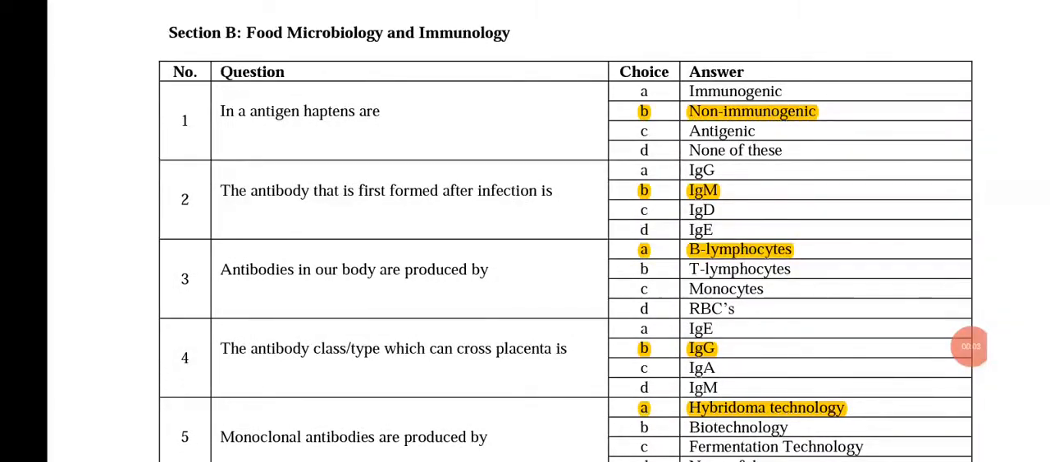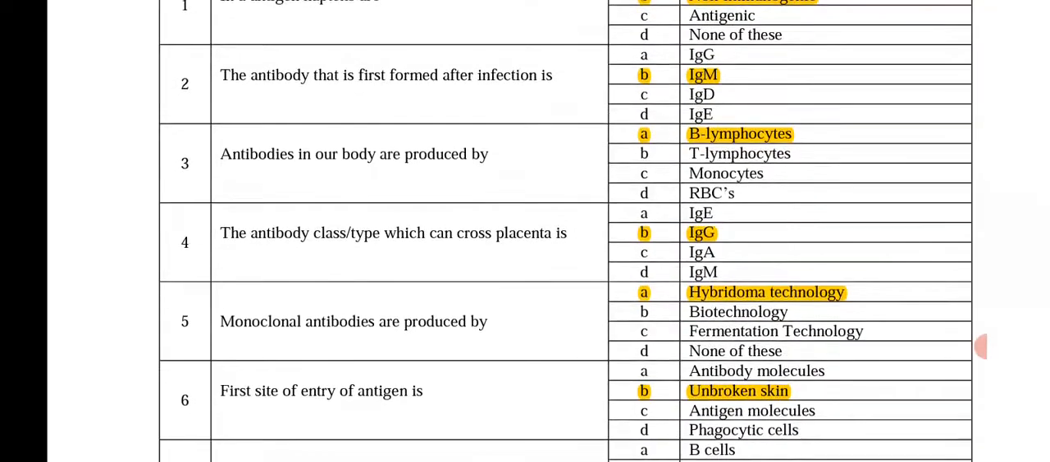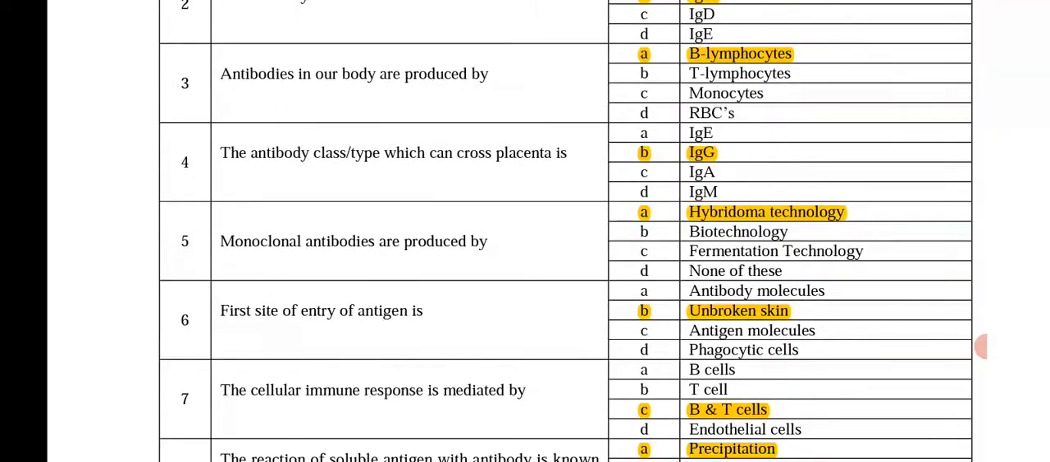Section B for microbiology and immunology. In an antigen, haptens are non-immunogenic. The antibody that is first formed after infection is immunoglobulin M. Antibodies in our body are produced by B lymphocytes. The antibody class which can cross the placenta is immunoglobulin G. Monoclonal antibodies are produced by hybridoma technology. First site of entry of antigen is unbroken skin.